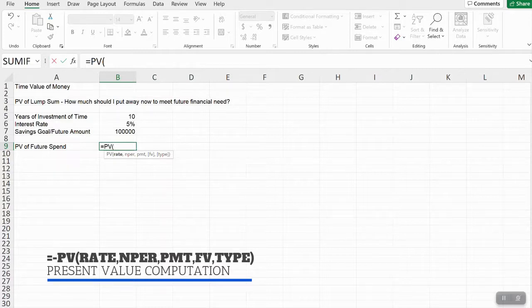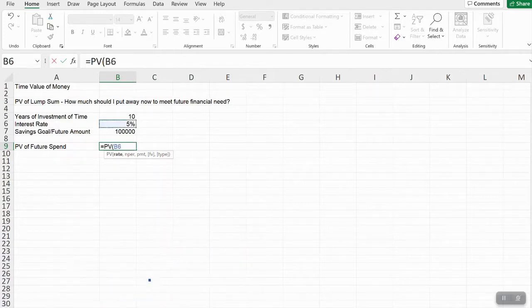So knowing that our interest rate is 5%, my number of periods, my number of years, is 10, so I'll link to cell B5. And then I don't have an annuity payment. I just want to figure out what the present value of a future amount is if I just left it alone.